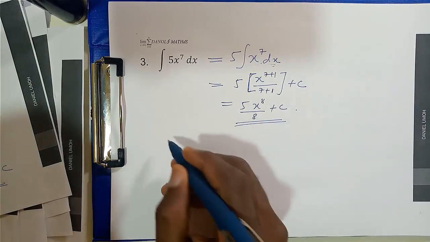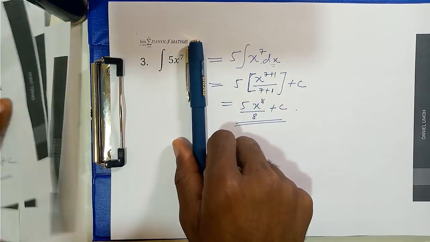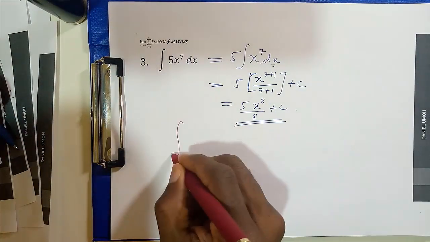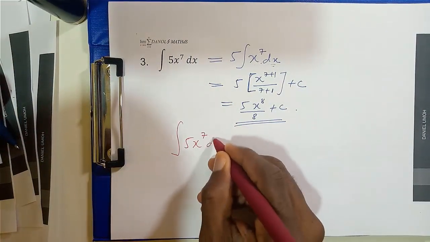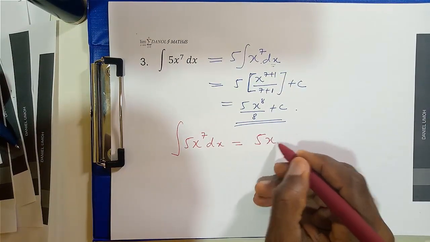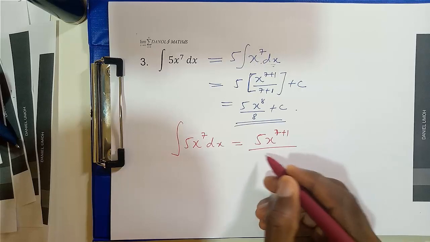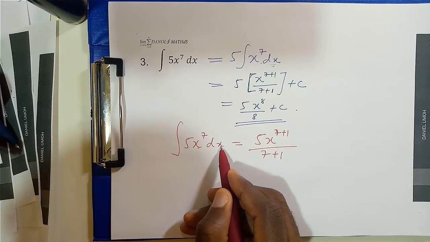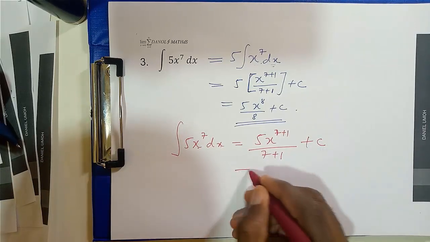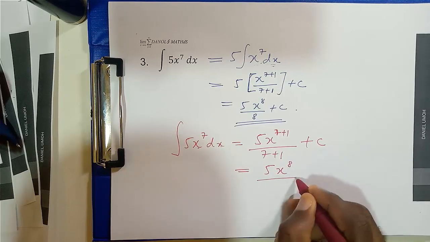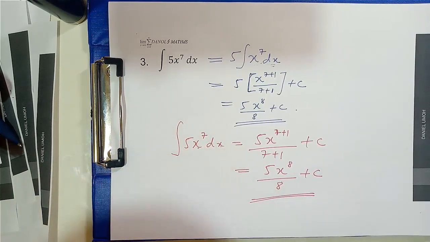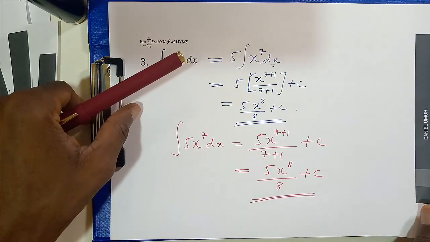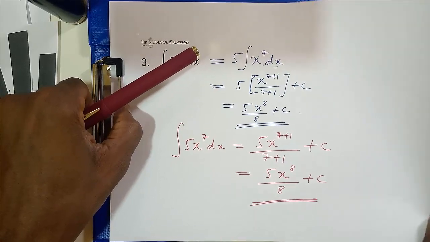Or I can actually take it straightforward. Let me show you another alternative. I can also solve this this way. Alternatively, I can say integral 5x raised to the power of 7 dx equals the same thing, 5x raised to the power of 7 plus 1 over 7 plus 1. Remember, we're working with the variable because we are integrating with respect to x, plus c. So this will give me 5x raised to the power of 8 over 8 plus c. Same thing. I hope you understand what we have been doing so far, because I have some problems for you to solve at the end of this lecture.